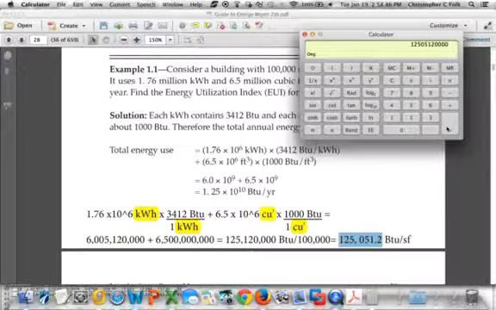I'm going to stop here and show you in the next file. We're going to do this using Microsoft Excel.